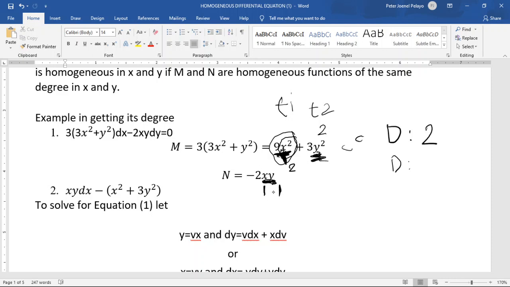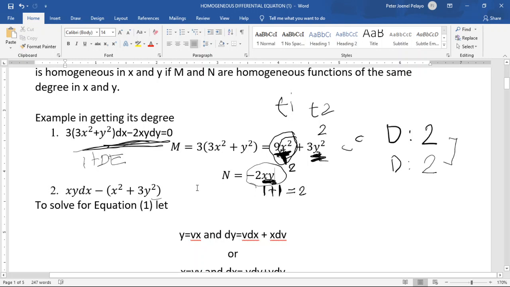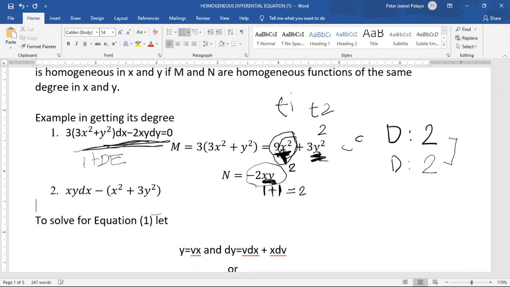But since this is x times y siya, so multiply, meaning 1 plus 1. Kung x divided by y, 1 minus 1 yan. Pero dahil x times y, so 1 plus 1 is 2. Meaning, itong buong N natin, ang degree niya, 2. Now, since pare silang degree 2, masasabi natin na itong equation na to is a homogeneous differential equation. So, ganun yung pag-check kung homogeneous siya or hindi.